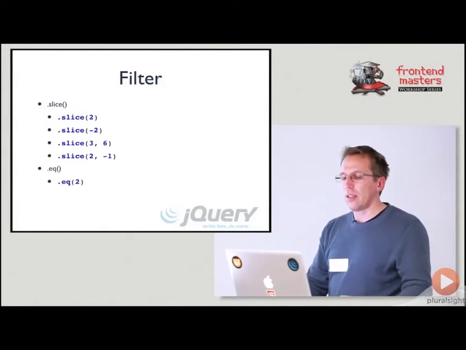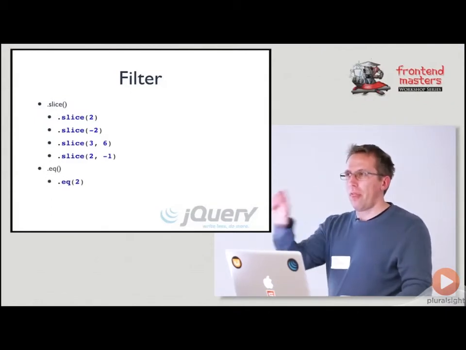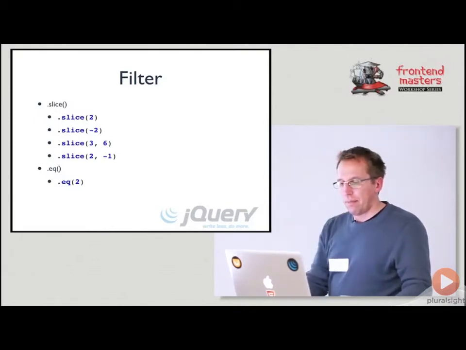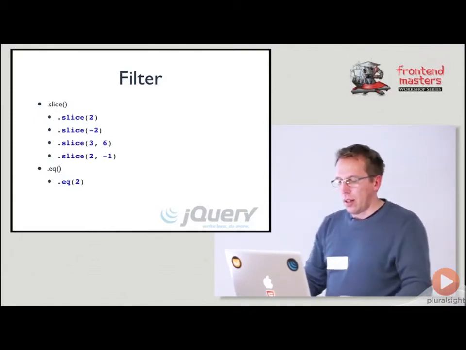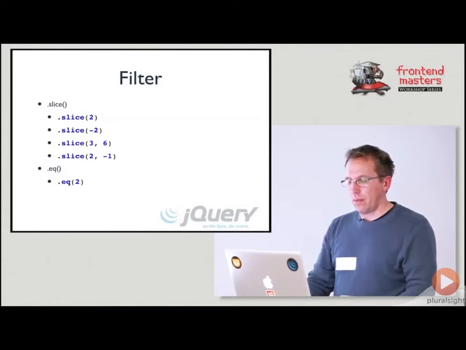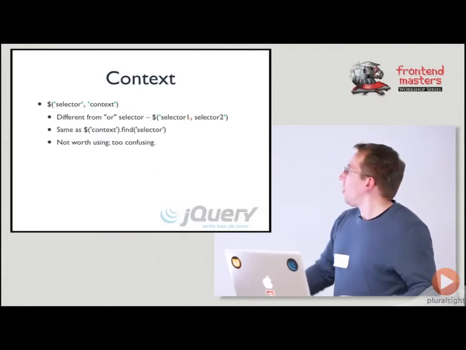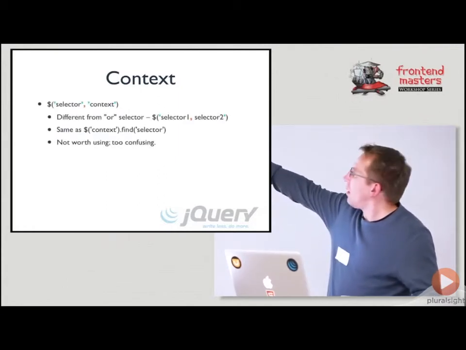EQ, equal, that'll return one element, right? Or select one. And that'll be the third one. And a negative index will be the third from the end. Okay. So this is kind of weird.